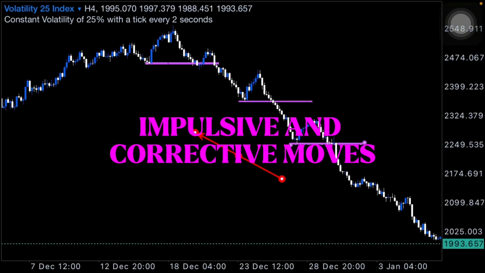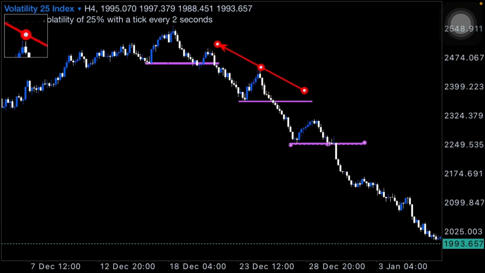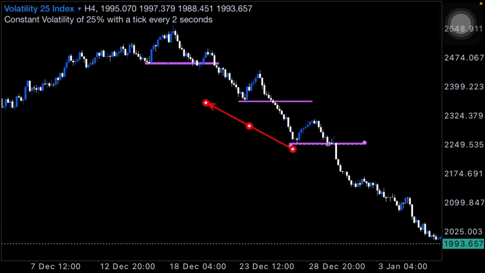Now, when we watch this first example here, an impulsive move always goes in the direction of the trend, whilst corrective moves oppose the direction of the trend. Why does this happen? Because in a market, we have two kinds of people who are in the market. We have buyers and sellers.